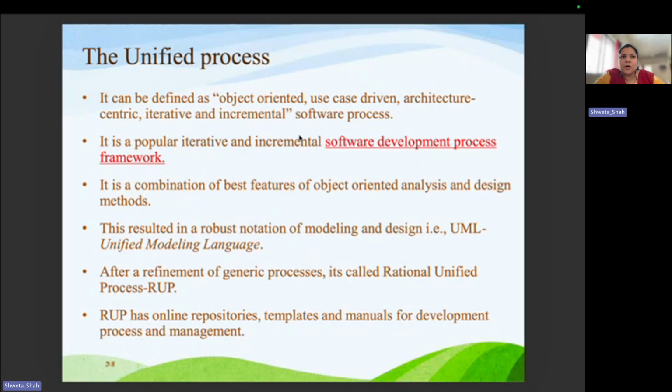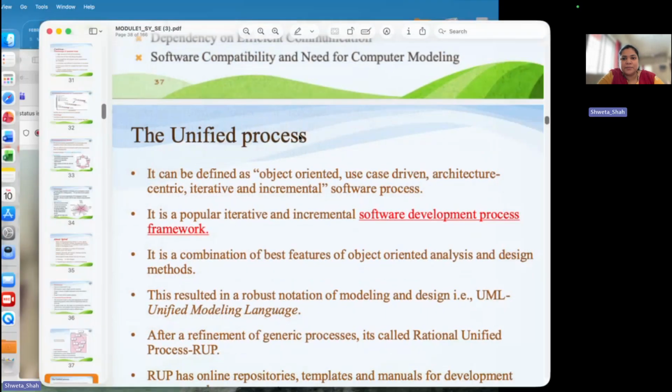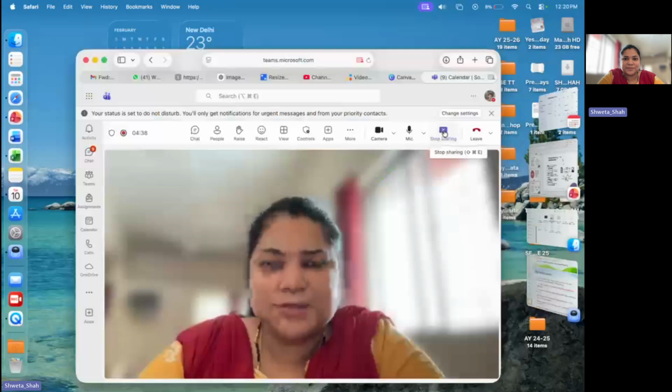So this is all we have discussed about the basic models. Then we are going to discuss the unified process models, including the use case model, class diagrams, and other diagrams as well. So this is for today. The rest we will discuss in the next lecture. Thank you.